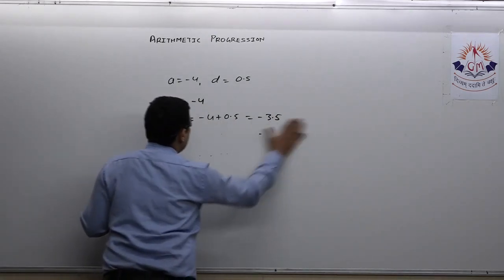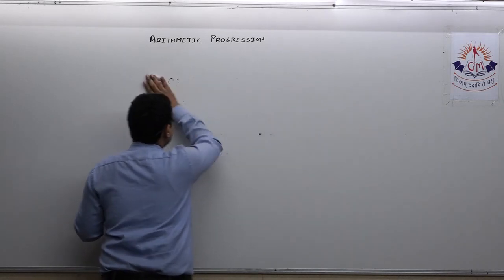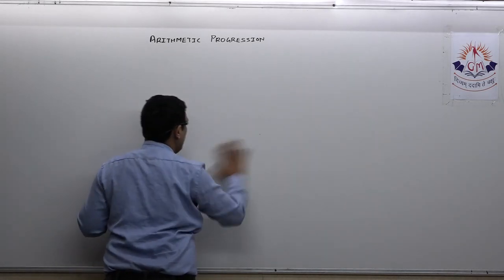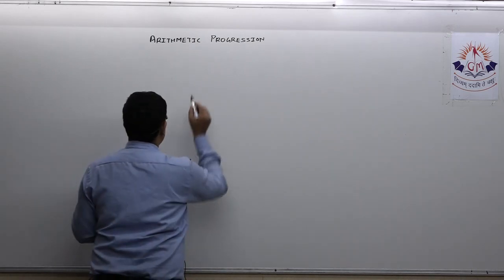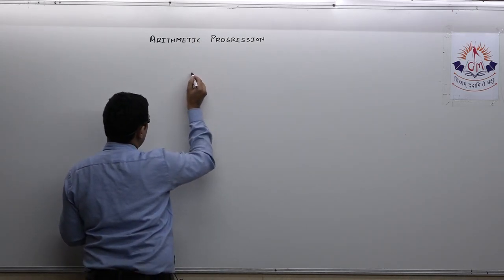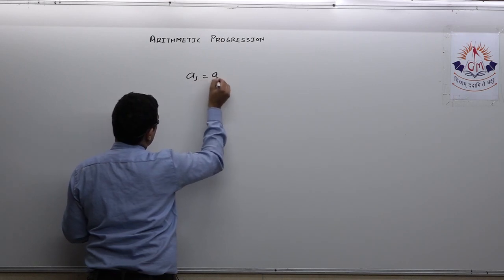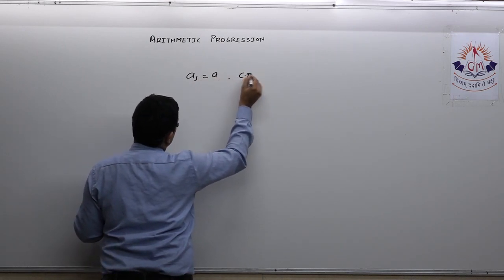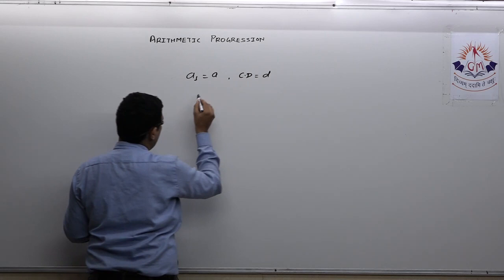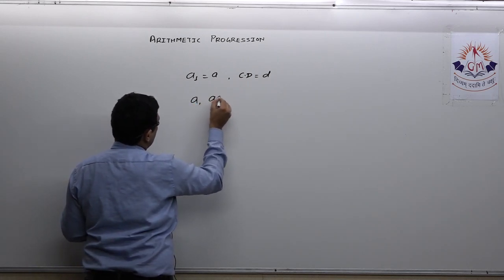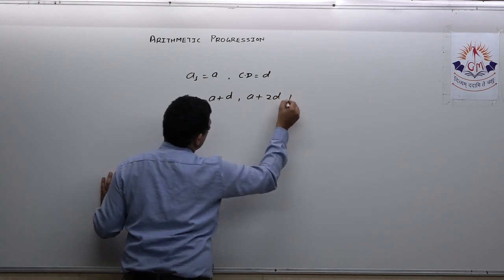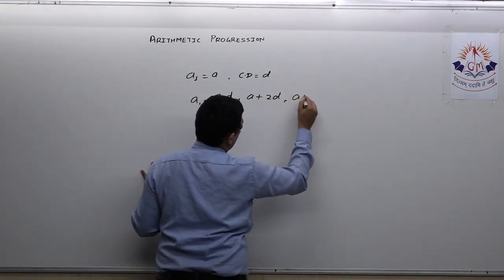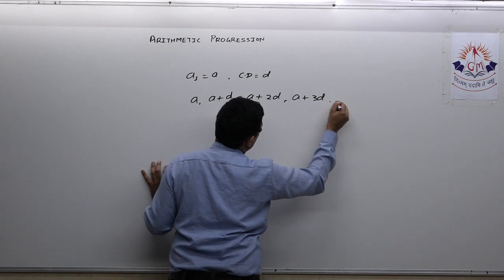Okay, we'll see the next type of question. Now, before we move to the next type of question, we'll see one formula. Suppose the first term is A and the common difference is D, then the AP is given by A, then A plus D, then A plus 2D, then A plus 3D, and so on.